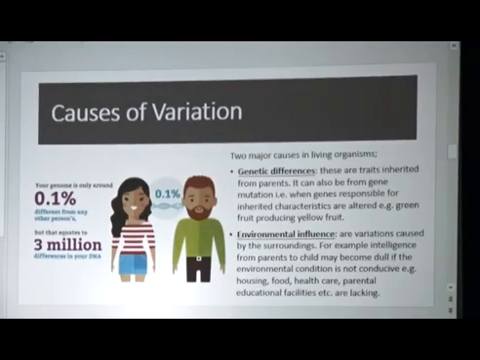This is environmental influence. Also in human beings, a person that is fair in complexion, now being exposed to too much sunlight, can become darker. This is environmental influence. Now, what I want you to know is that environmental influence cannot be transmitted from the parents to their offspring. It is only genetic differences, those that are located in the gene, that can be transmitted from the parents to their offspring.